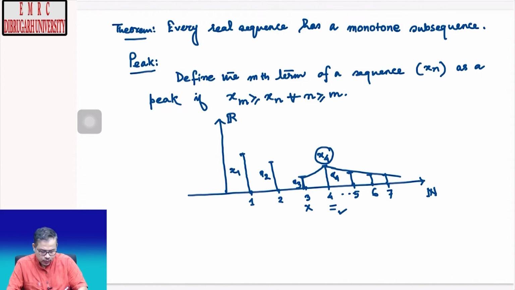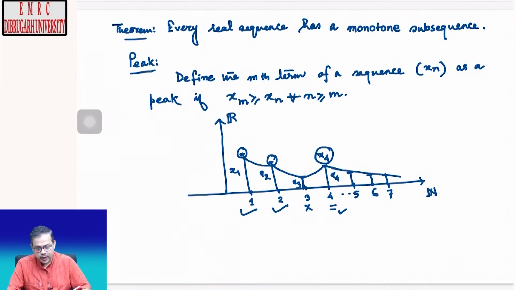x4 is a peak, but x3 can never be a peak. Again, from this diagram you can see that on the right of x2 everything is smaller than x2, and therefore, this is again a peak, and similarly this is again a peak, right. So, for xm to be a peak, all the xn's on the right of xm should be smaller than or equal to xm. That is the definition of a peak.